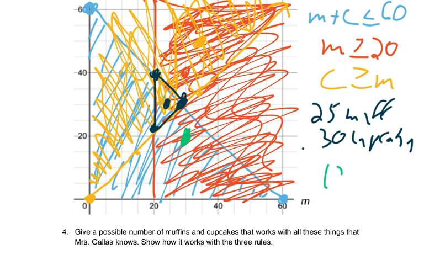If I have the point 30, 20, well, that violates this here because the number of muffins is going to be greater than the number of cupcakes in 30, 20. So that violates that one. And you could see that because the area that's shaded in yellow is on the opposite side, right? So we could tell that that doesn't work for that reason.